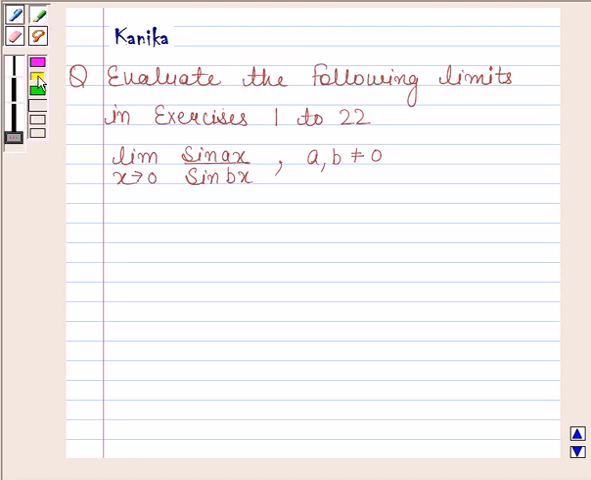The question says, evaluate the following limits in exercises 1 to 22: limit of sine ax by sine bx as x tends to 0, where a and b are not equal to 0.